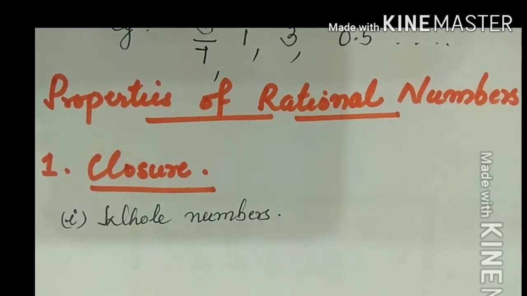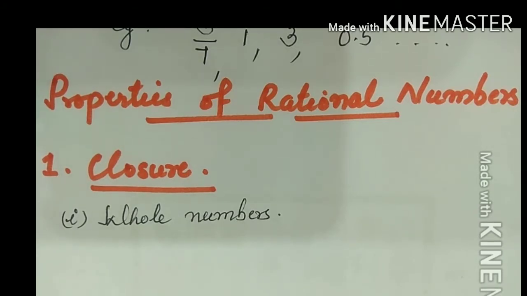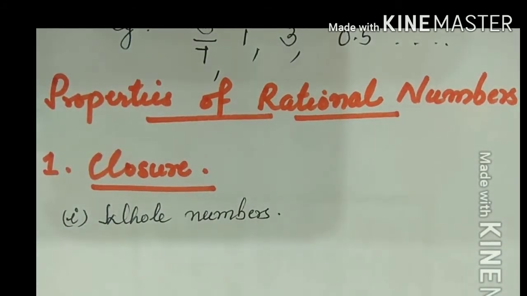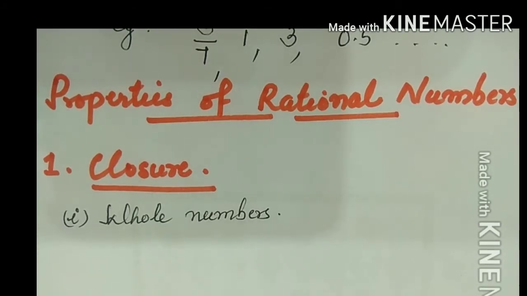So first of all, let us check what is closure property. For example, let us take any two numbers for the set of whole numbers. For that, we need to take any 2 numbers from the set of whole numbers. For example, let us take 2 and 5.